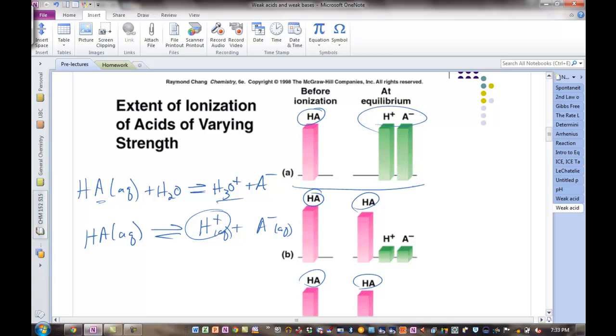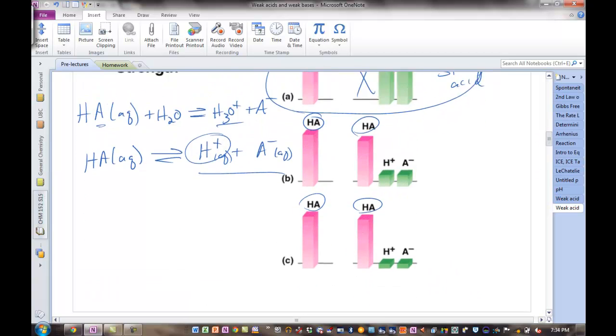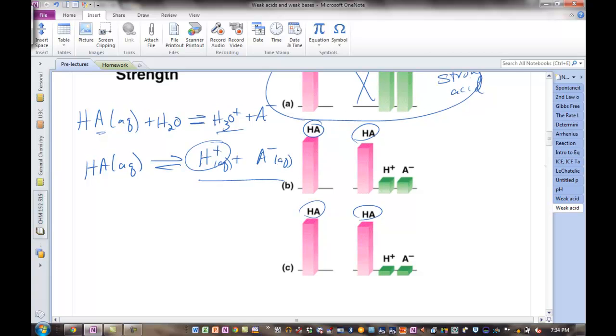So what type of acid would A be showing? Yeah, you're right, strong acid. Start out with just the acid. After it completely ionizes, there's no HA left, and we just have ions. We just have product, H+ and A-. Strong acid, complete ionization. What about the next 2 situations?